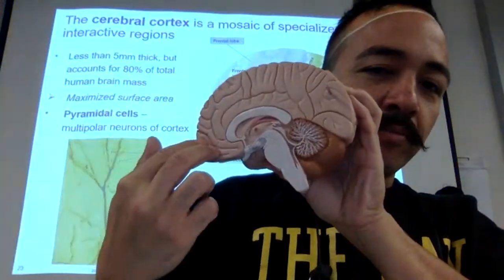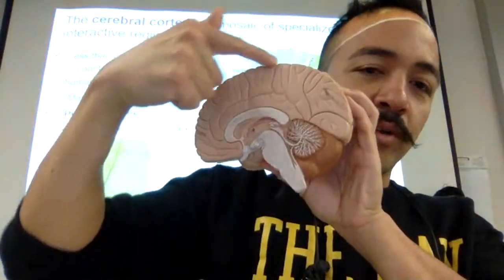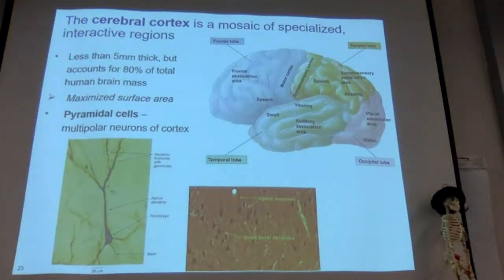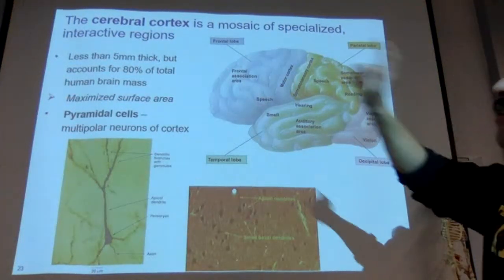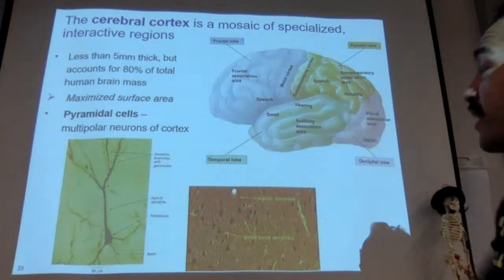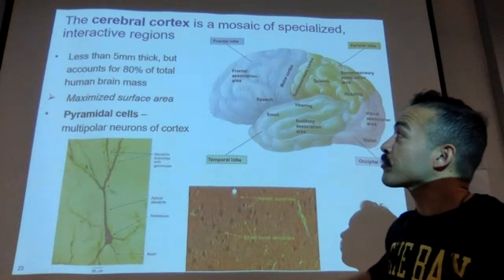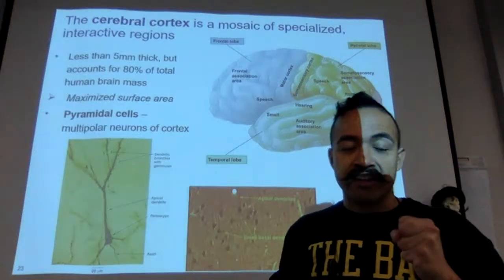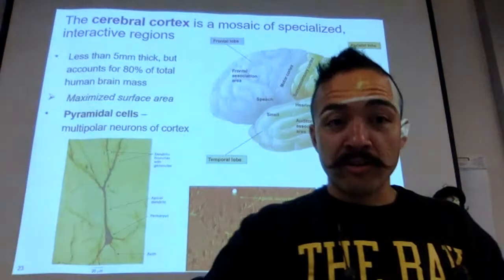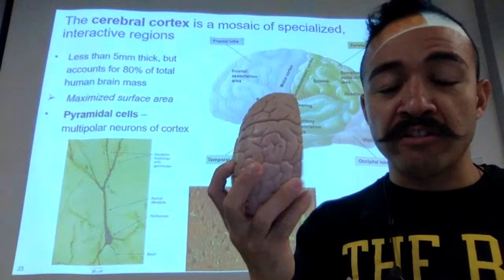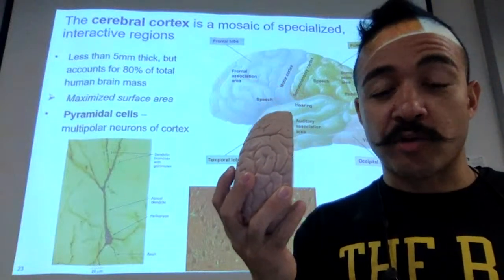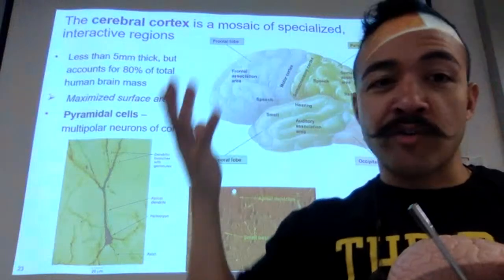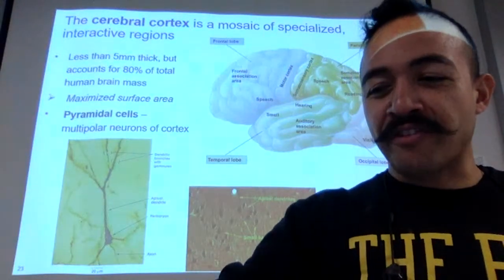This is the cerebrum, and the cortex of the cerebrum is out here. It's less than 5 millimeters thick, but it makes up 80% of your brain mass. It's all just packed dense in there. Remember, we went over why we have all these folds. We're increasing surface area to volume ratio. We're trying to pack as much as we can in a small space because we don't want to lug around a huge head. That would be very difficult.